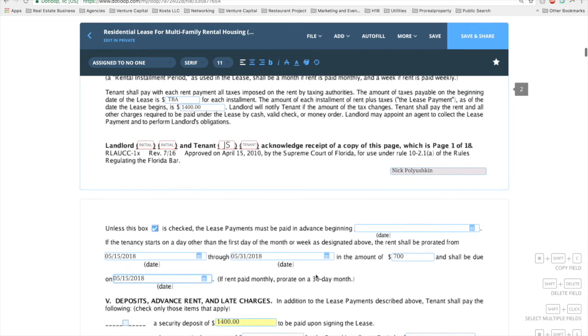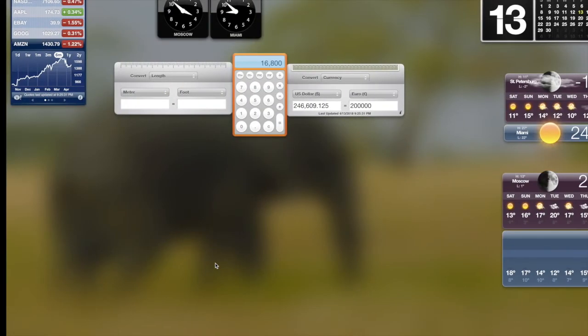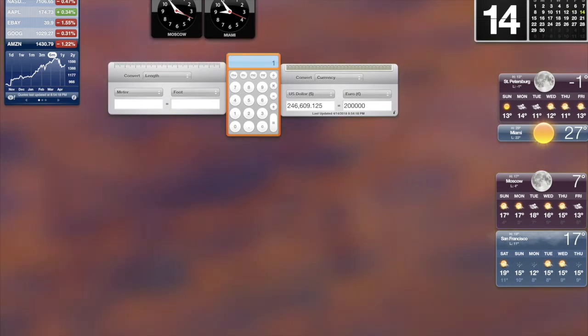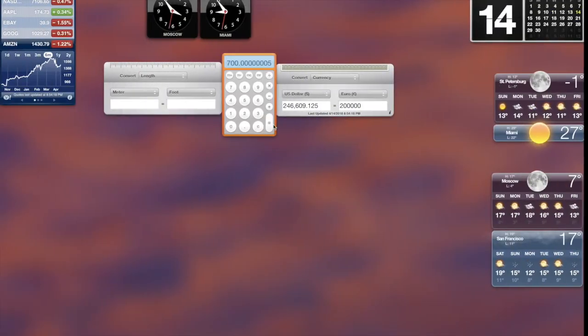30-day month. So if rent is paid monthly, prorate on the 30-day month. So we can take 1,400 and divide by 30 times 15, so it's $700. Here we go.